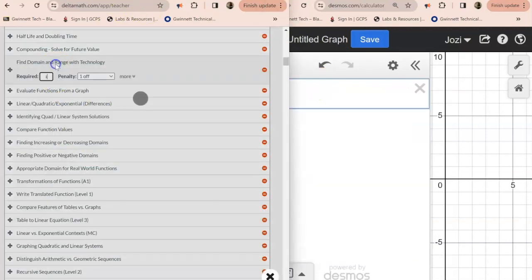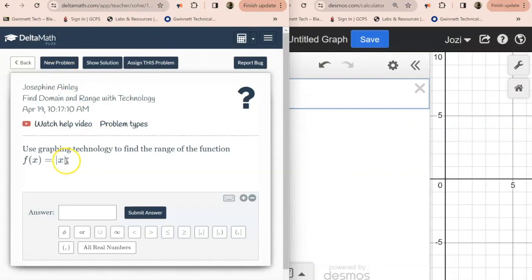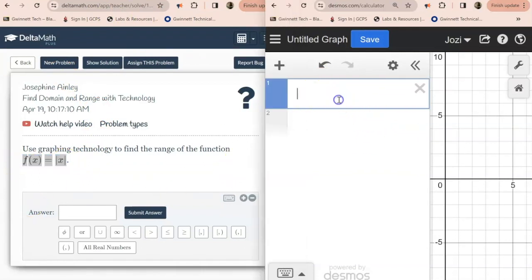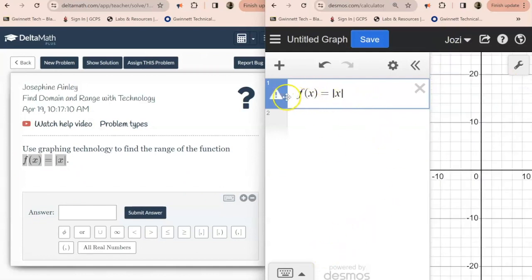All right, find domain and range with technology. Again, we've covered domain and range extensively, but I'm just going to do another question because why not? I'm going to put it in here so we can visually see it. Press home. There's an error. I don't understand. Okay, so the calculator doesn't like the copy and paste of this, so I have to manually put it in. And you see how I just pressed that to see what the problem is?